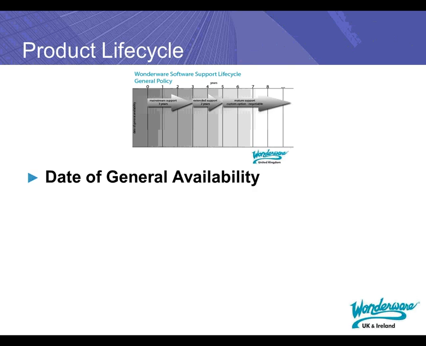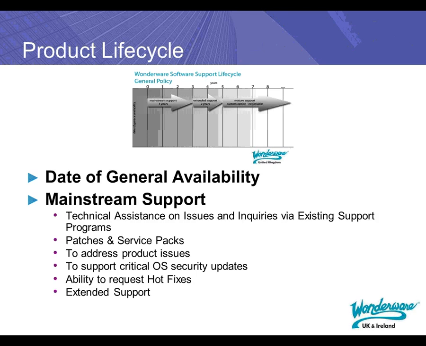Date of general availability. This is the date InTouch completes development and is released to the customers. For example, InTouch version 9.5 has a date of general availability of September 2005. Mainstream support. As shown on the image, it's the first phase in the product support lifecycle. It's from the date of general availability and continues for 3 years.